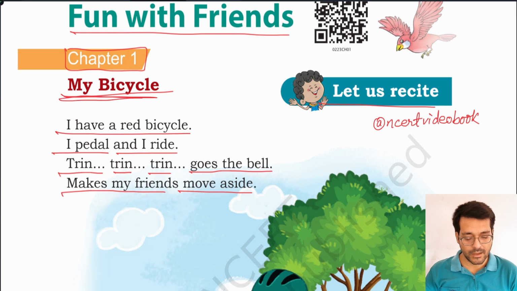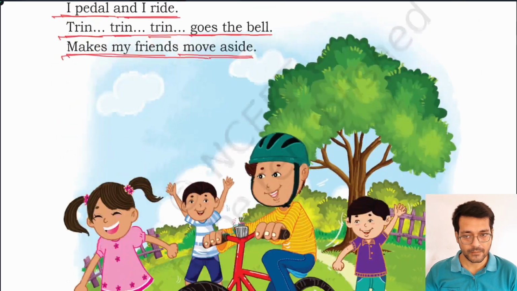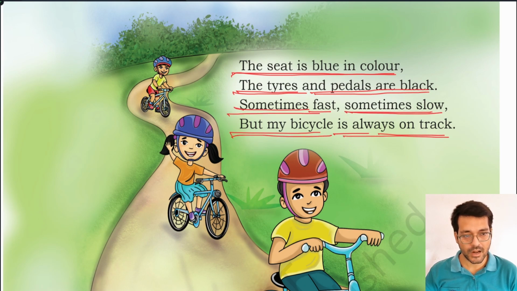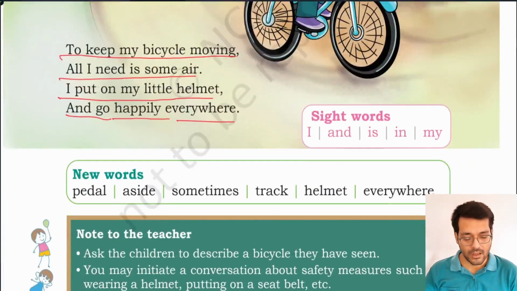Chapter is My Bicycle. I have a red bicycle. I pedal and I ride. Trin, trin, trin goes the wheel. Makes my friends move aside. The seat is blue in color. The tires and pedals are black. Sometimes fast, sometimes slow, but my bicycle is always on track. To keep my bicycle moving, all I need is some air. I put my little helmet and go happily everywhere.